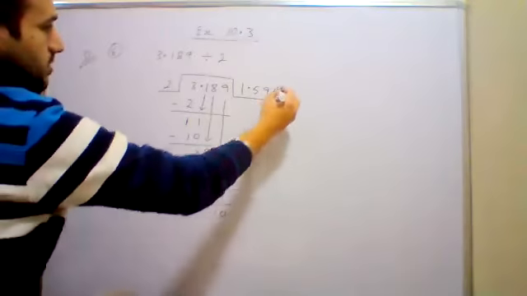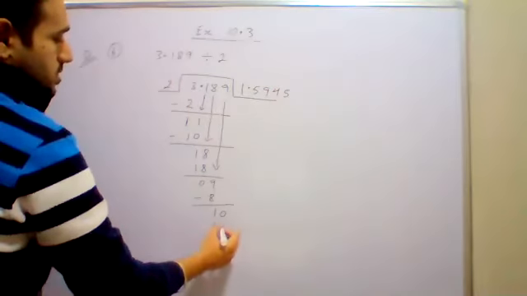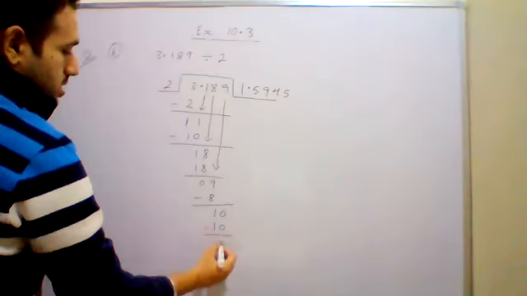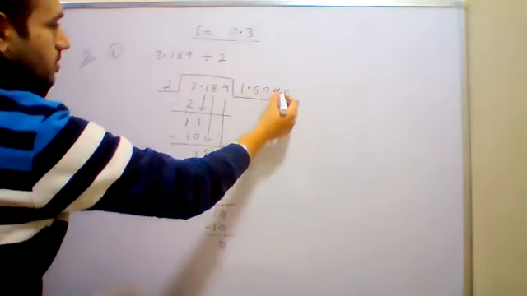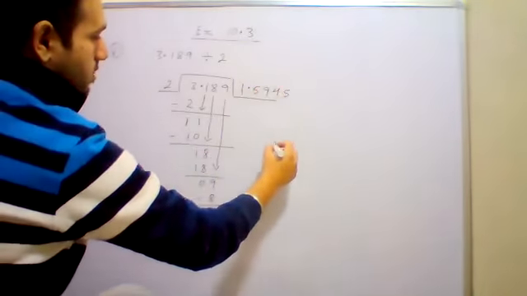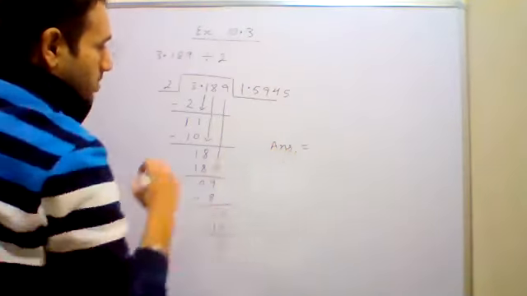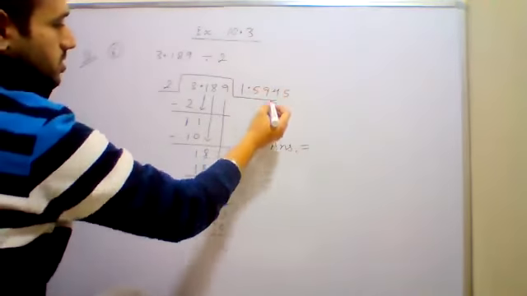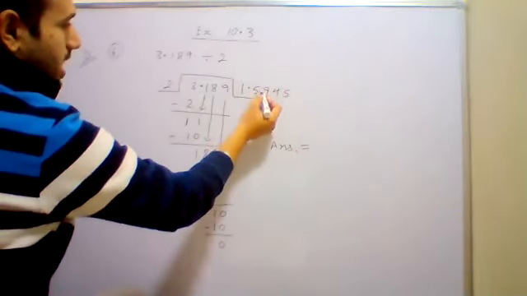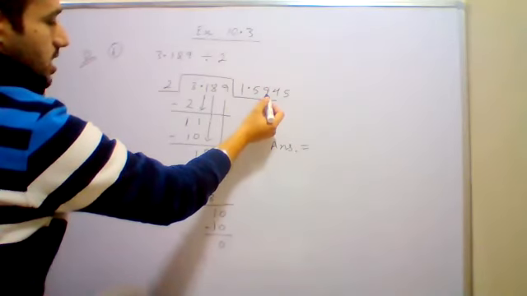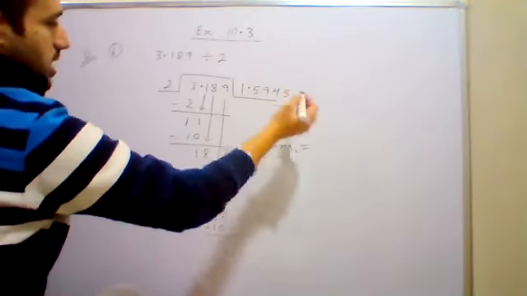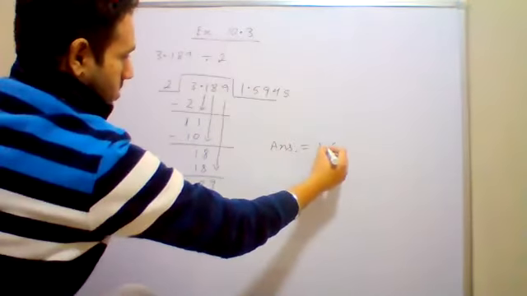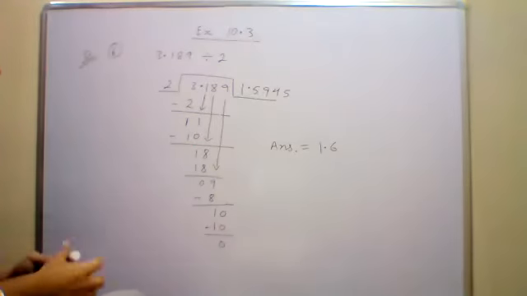So it becomes 10. 5 times you can go. 2 into 5 is 10. Difference is 0. So what is the answer? The answer is 1.5945. But you will have to give your answer only to one decimal place. When you round off to one decimal place, you look at the second digit. The second digit is 9, which is greater than 5. So we change the digit before it from 5 to 6. 1.6. 1.6 is the answer. I hope you all have understood this.